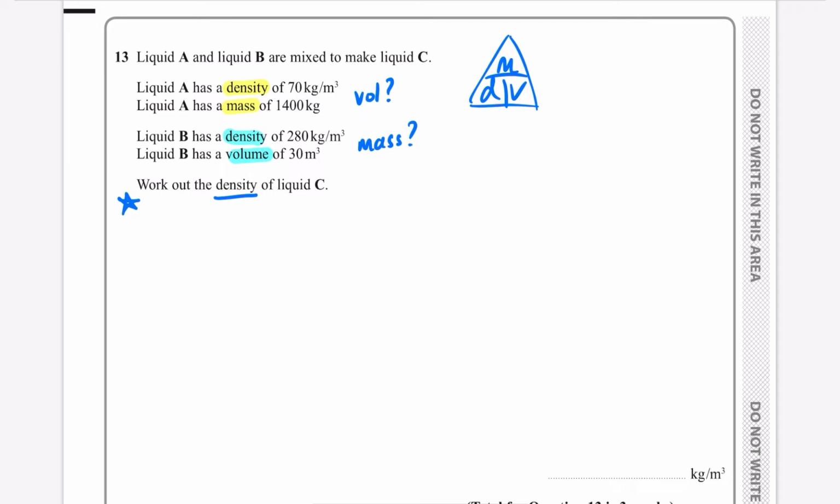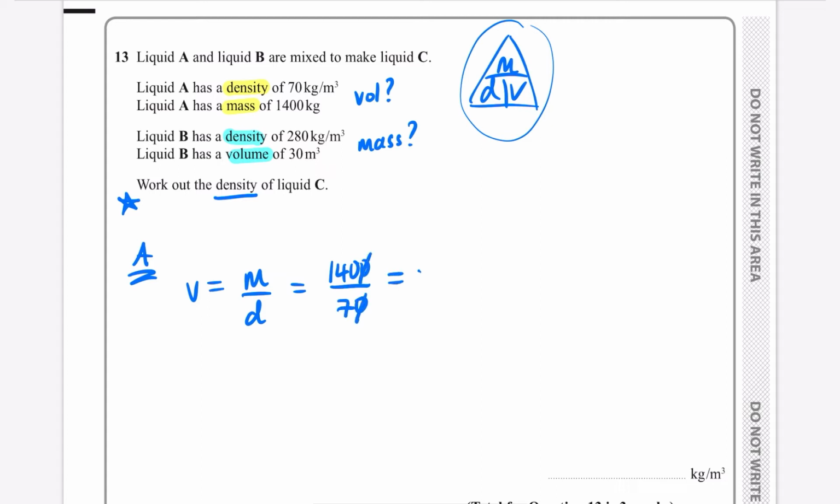So looking at this triangle at the top, to find out the volume for liquid A, the volume is equal to the mass divided by the density. The mass is 1,400 and the density is 70. I can cancel those zeros and I've got 140 divided by 7, which is just 20, so it's 20 meters cubed. Now for B, we're going to try and find out the mass.